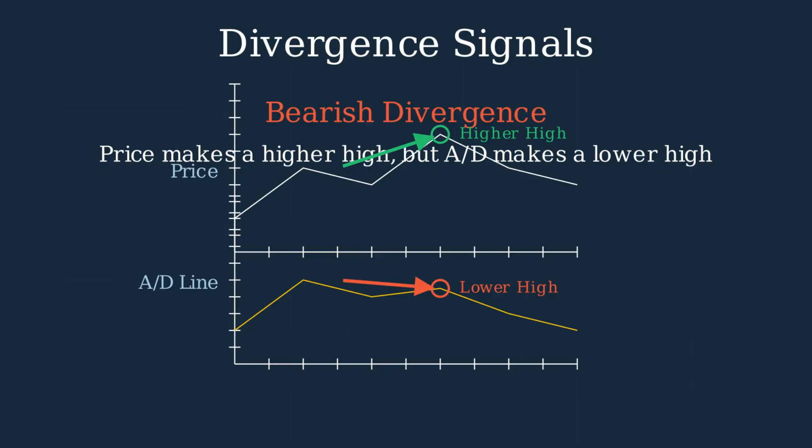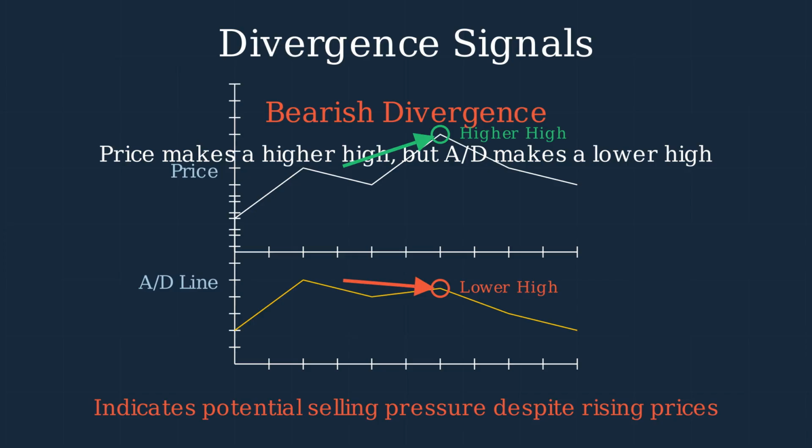The price reaches a higher high, but the AD line creates a lower high, failing to confirm the price increase. This bearish divergence signals potential distribution occurring behind the scenes, suggesting prices may soon reverse downward despite the current uptrend.